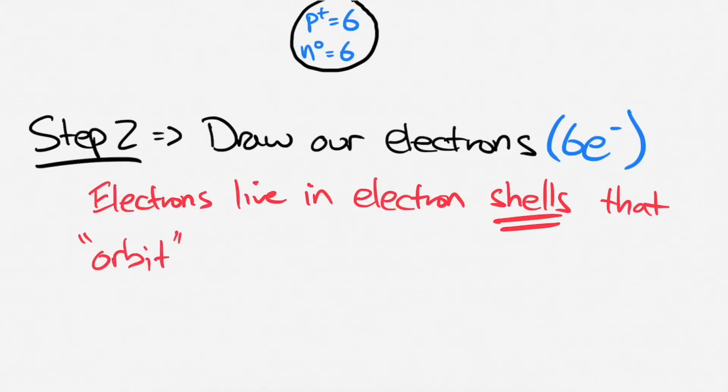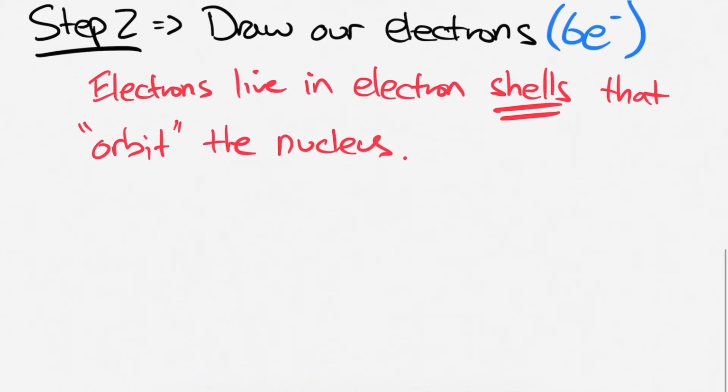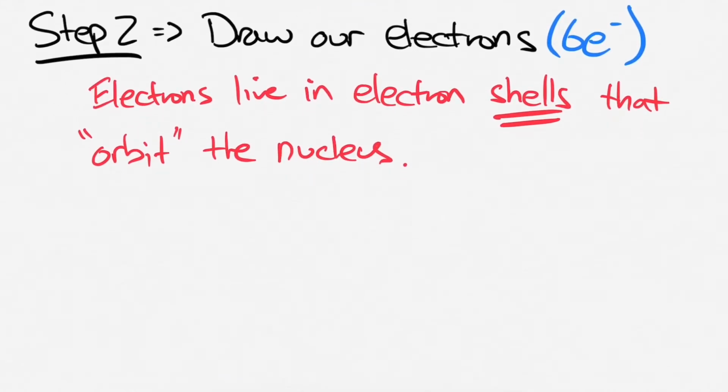And it's in quotes because they don't quite orbit, but for our model, we're going to say that they orbit the nucleus, just to make things a little bit easier conceptually. So electrons live in shells that orbit the nucleus, and there's a very specific way that these shells are ordered.